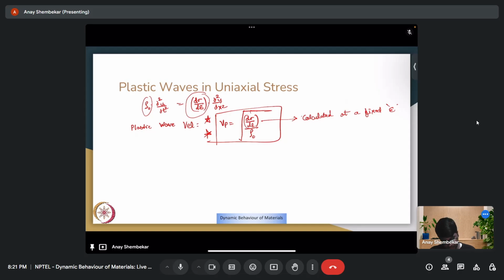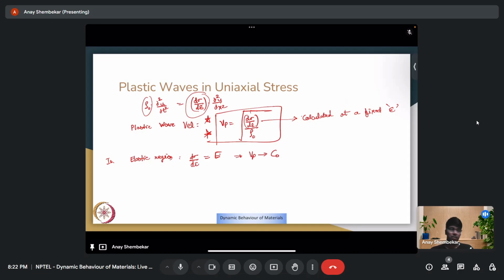Okay, so you end up with an equation that looks like this. And if we go to the elastic region, dσ/dε is nothing but capital E, Young's modulus, and therefore Vp basically becomes C naught.